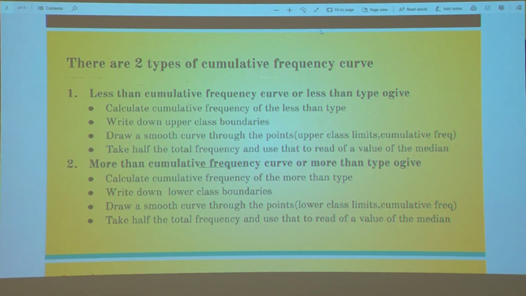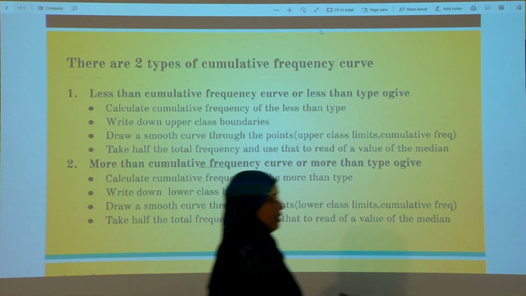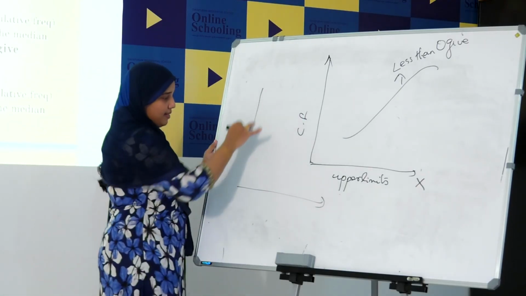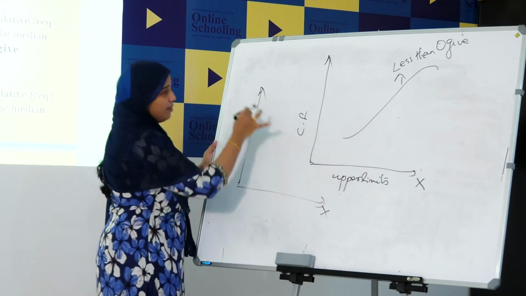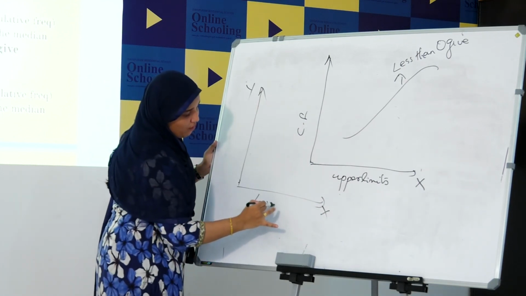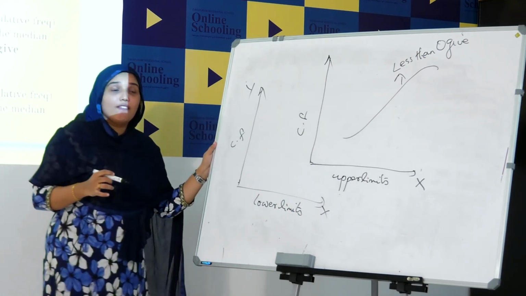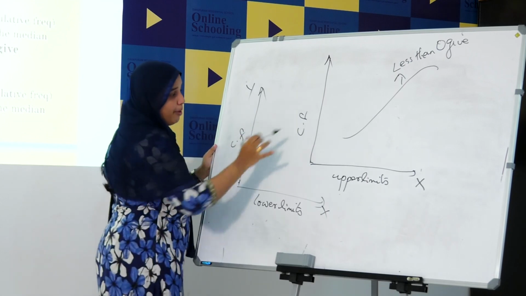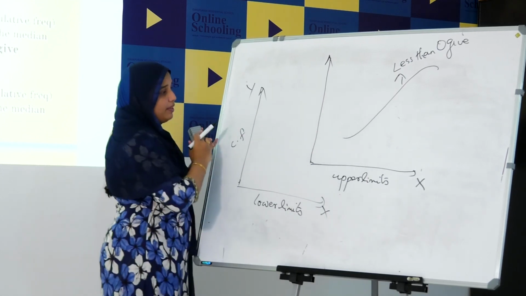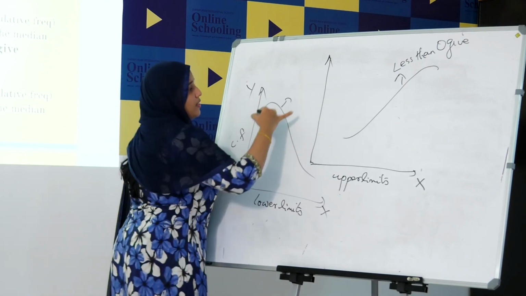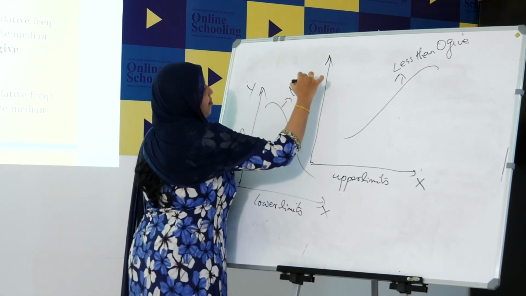The next type is more than type ogive. Here we consider only the lower class boundaries and also the cumulative frequency of more than type. Here also, draw both the axes, x and y axis, and taking lower limits on x-axis and the corresponding cumulative frequency on y-axis, and plotting the points, we get a curve like this. This curve is called more than ogive.